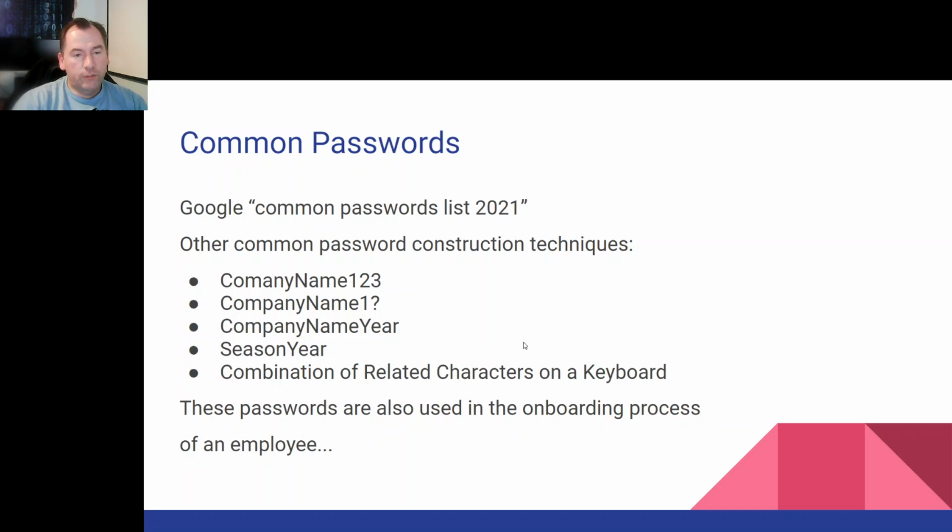And then for a password spray, we're just using common passwords. You could Google common passwords list 2021, or other common password construction techniques are listed here. For example, company name 123, company name 1 question mark, company name year, season year, or a combination of related characters on the keyboard like QWERTY 1234. And you may just capitalize the Q. These passwords are commonly used in an onboarding process of an employee, and that's the time period where you really need to test and see if these weaknesses exist.